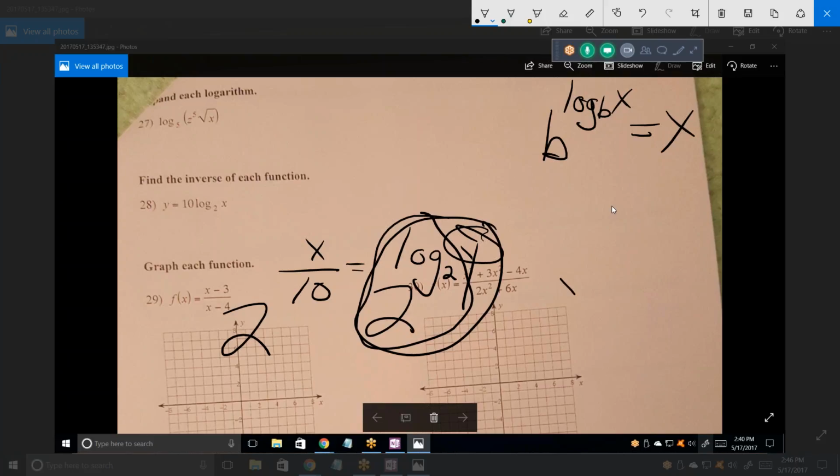So I end up getting y equals 2 to the x over 10. And yep, that is the inverse, so I'm going to call it y inverse, not y.